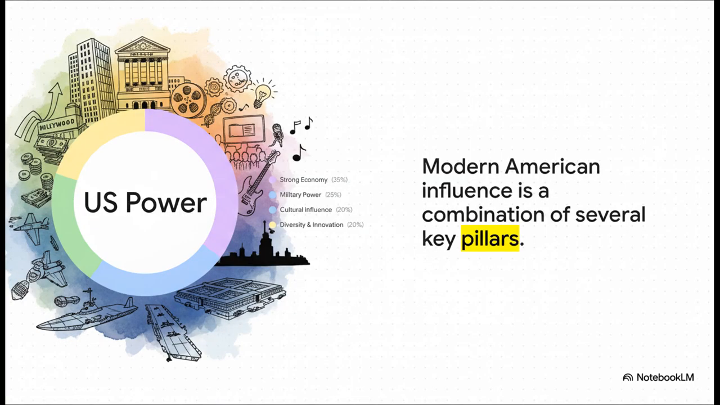So when you put it all together, what does American influence look like today? Well, this chart gives us a pretty good idea. It's really a mix of things. You've got the world's largest economy, a military that's second to none, a massive cultural footprint, think movies, music, tech, and of course, the power of innovation that comes from its incredible diversity.